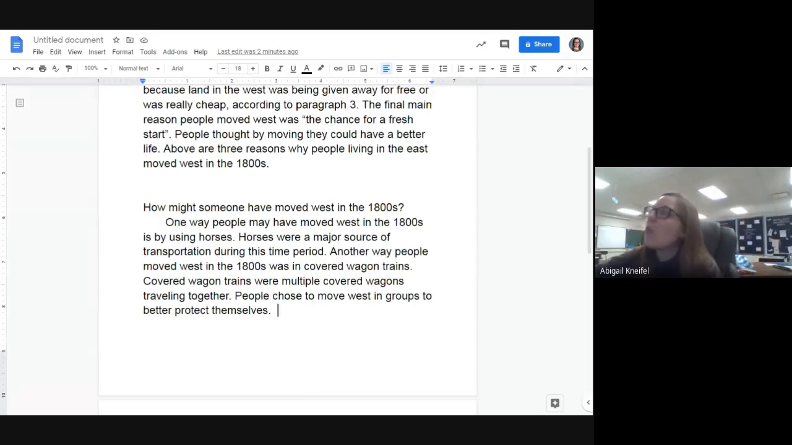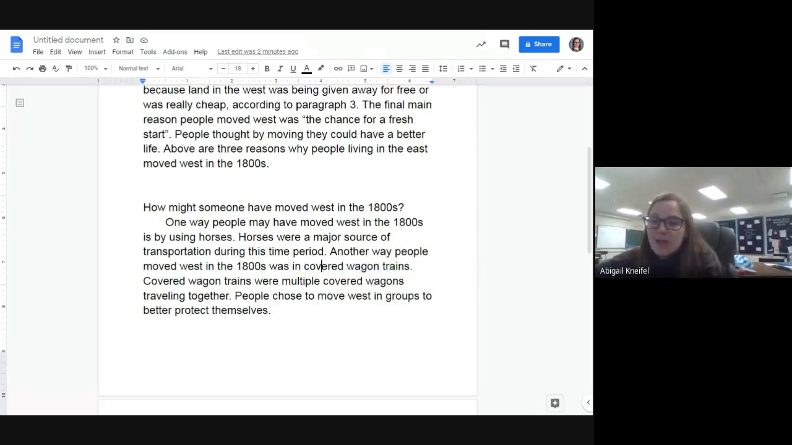So one way people may have moved west in the 1800s is by using horses. Horses were a major source of transportation during this time period. So I told you people used horses. Then I told you why people used horses, because it was transportation during the time period. Another way people moved west in the 1800s was covered wagon trains. Remember, covered wagon trains did come from our book. It was the caption underneath the picture.